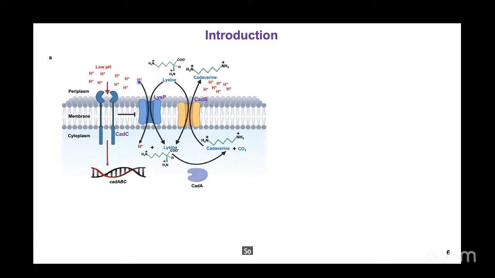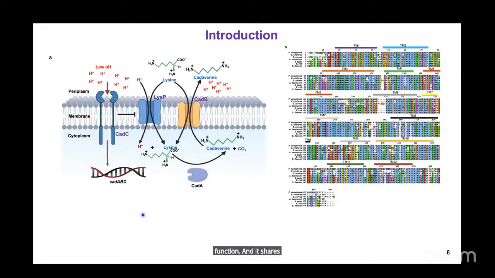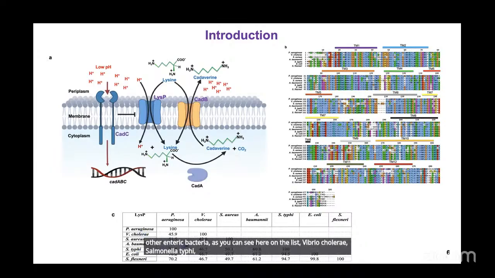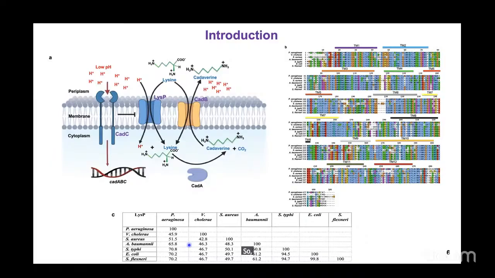So in essence, the decarboxylation of lysine consumes a proton here. So the constant removal of protons helps to neutralize the acidic environment. So LysP, in essence, has a transporter function and a regulatory function. And it shares high sequence similarity with other enteric bacteria, as you can see here on the list, Vibrio cholerae, Salmonella typhi. So these organisms share a similar mechanism of lysine-specific transport.